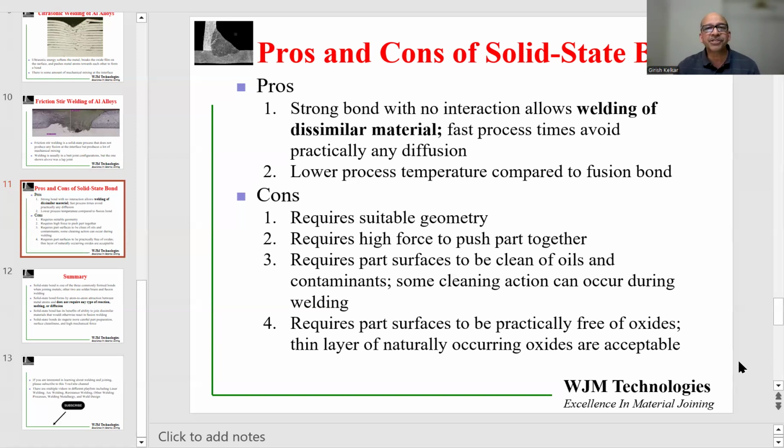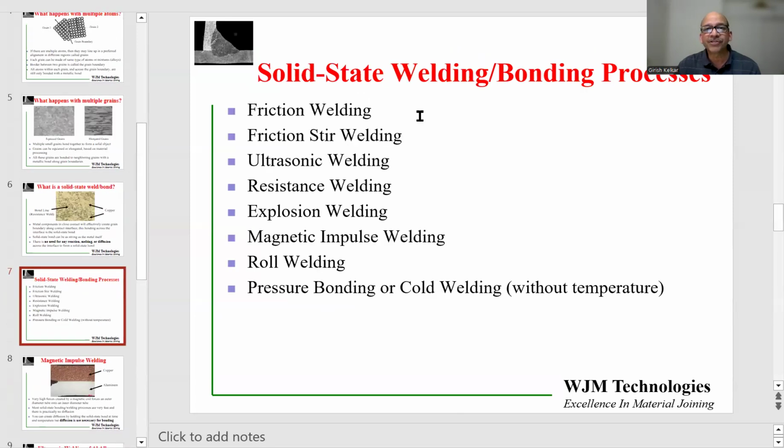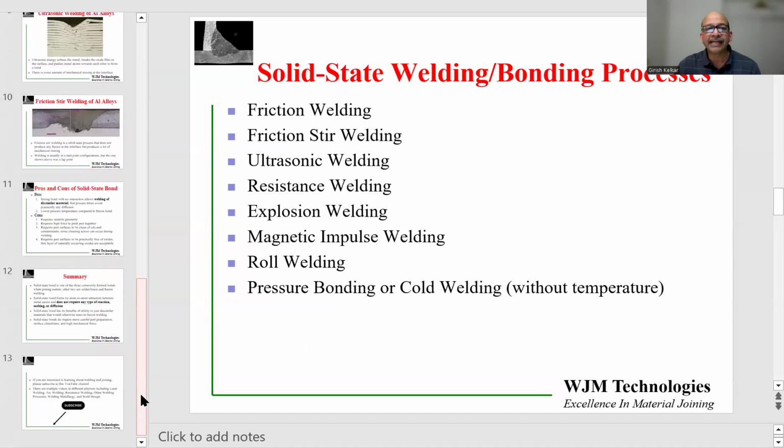So there are certain restrictions, but there are also some pros. And consequently, it is a very popular way of bonding. That includes many processes in solid state welding, such as friction welding, friction stir, and ultrasonic. You might have heard of many of these, and some of these might be new, and they are very applicable in unique situations.